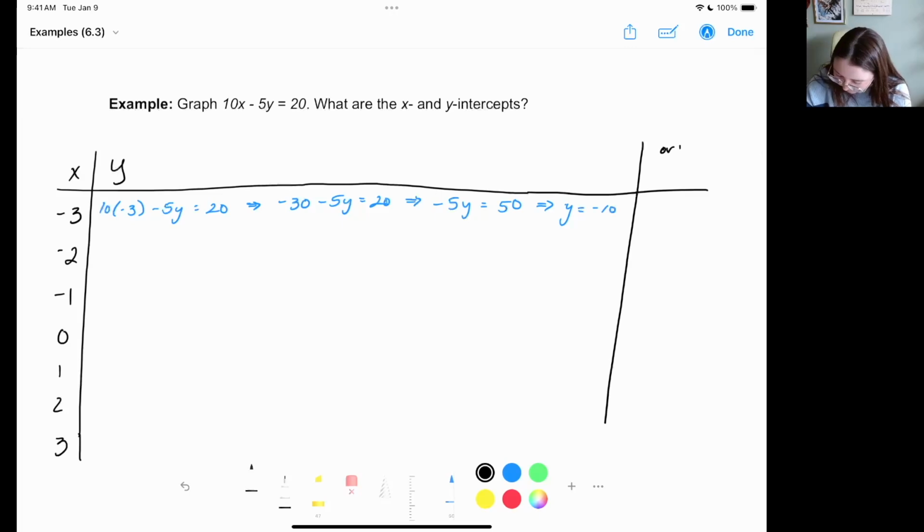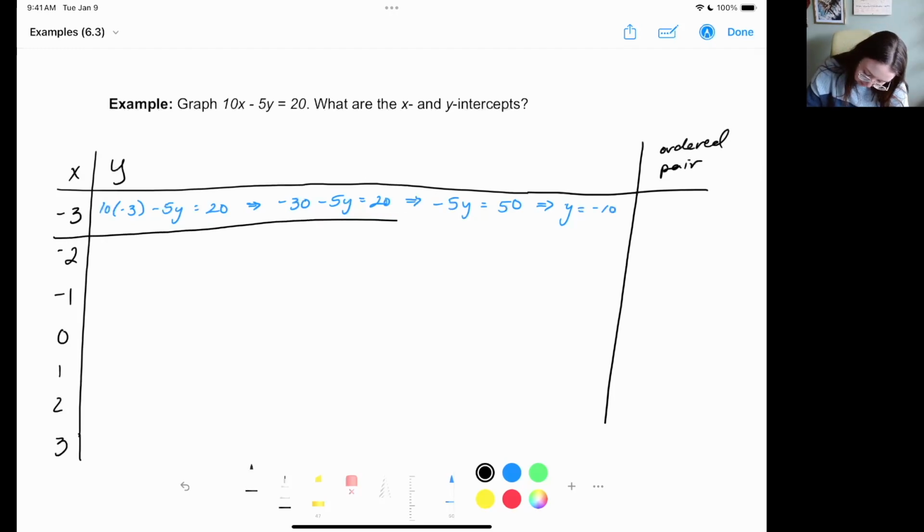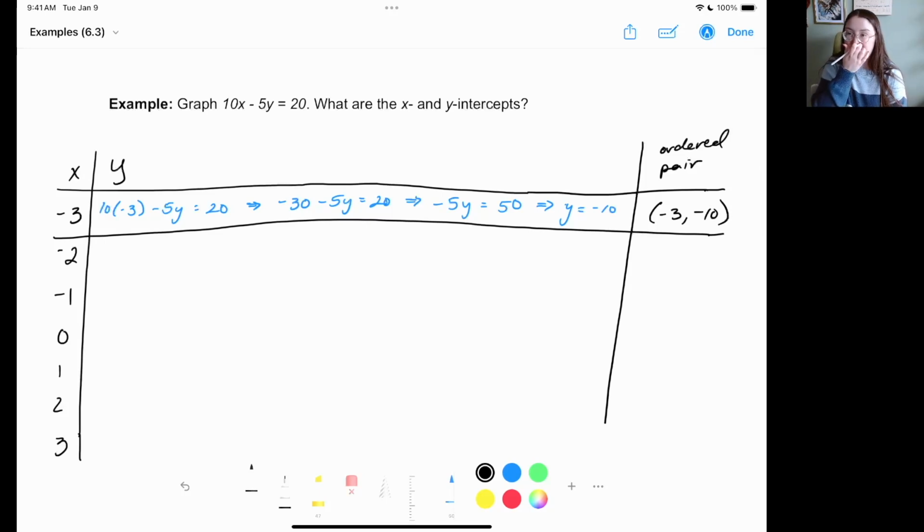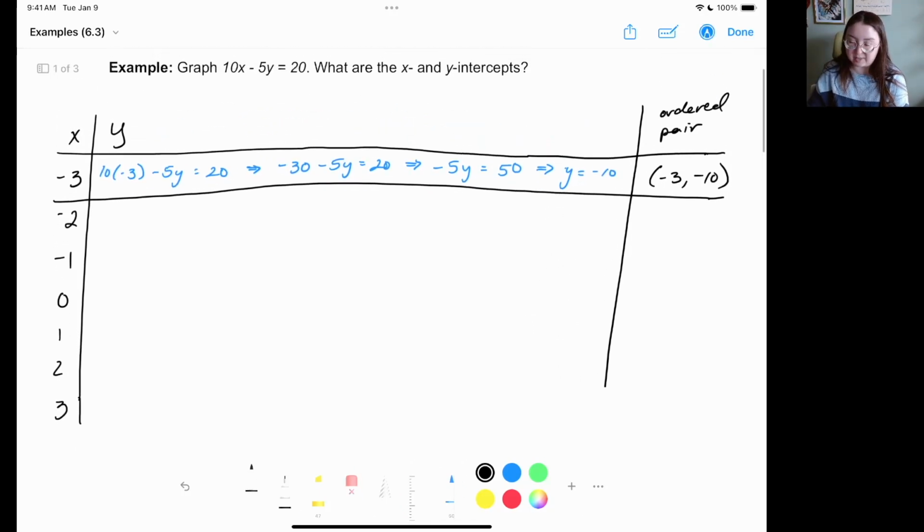And the last thing we're going to put over here is ordered pair. And then we're going to draw a line across because we've completed this line now. And then we write our actual ordered pair. So we see that it definitely took us some calculations to get to our answer for y, but the ordered pair is always x comma y. So our x, like we said, was -3, and y, which we solved, was -10. So that's the actual ordered pair. That's one of our points that's going to go on our graph. So we're going to do this for every value.